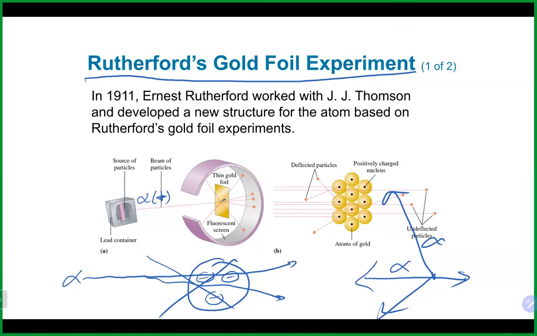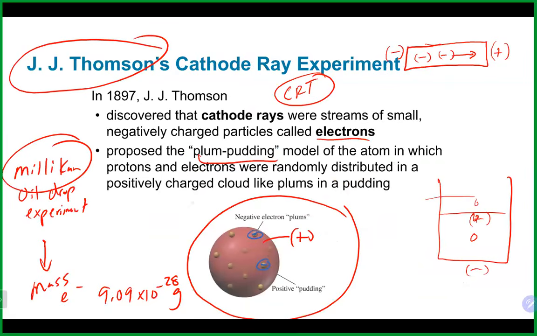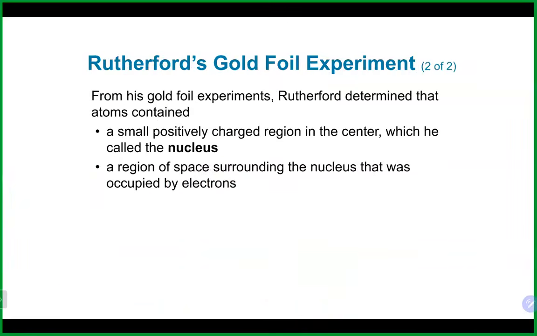So what came out of Rutherford's experiment was the idea that this plum pudding model was not so good. We had to come up with a much better model of the atom. And they did. What he basically said was that the atom is mostly empty space.